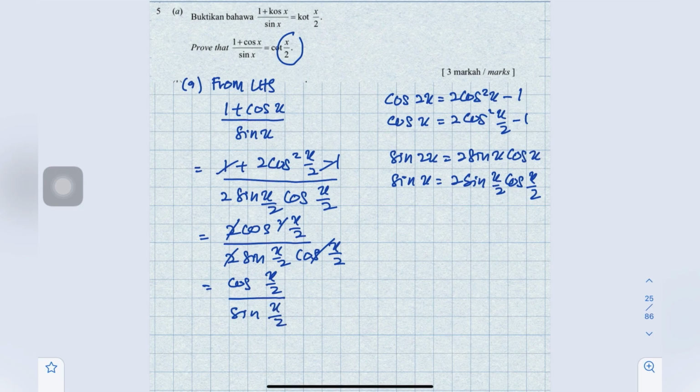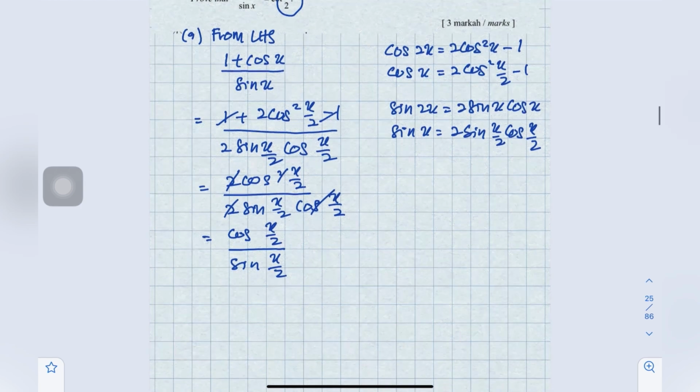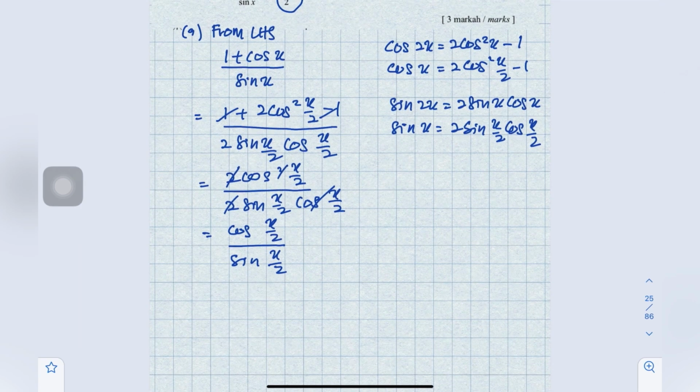Cos over sin is cotangent, so cos (x over 2) over sin (x over 2) is cotangent of x over 2. This is equal to the right hand side. So proven.